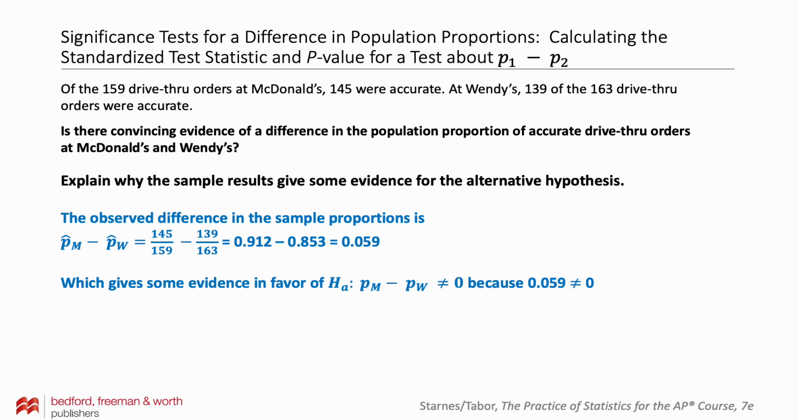Here it says, explain why the sample result gives some evidence for the alternate hypothesis. Well, remember that what we observed, which is the p hat of McDonald's minus the p hat of Wendy's, was 145 out of 159 minus 139 over 163. When we subtract that, that's 0.059. So notice, that gives us some evidence for the alternative, which remember is not equal to 0, because 0.059 is not equal to 0. So there is some evidence in favor of that alternative hypothesis.